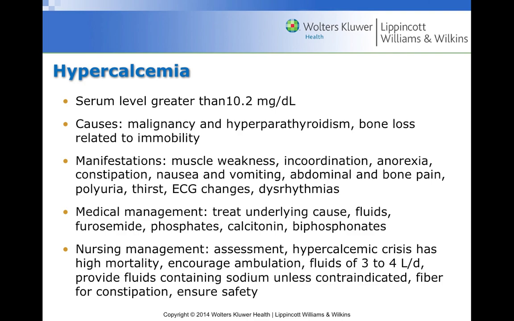Looking at medical management, the therapeutic aims include decreasing serum calcium level and reversing the process causing hypercalcemia. Treatment of the underlying cause, such as chemotherapy for malignancy or partial parathyroidectomy for hyperparathyroidism, is essential. Calcitonin can be used to lower the serum calcium level and is particularly used for patients with heart disease or renal failure who cannot tolerate large sodium loads.